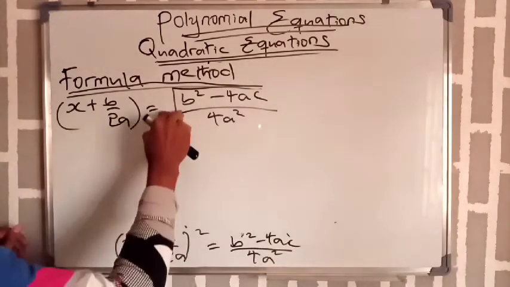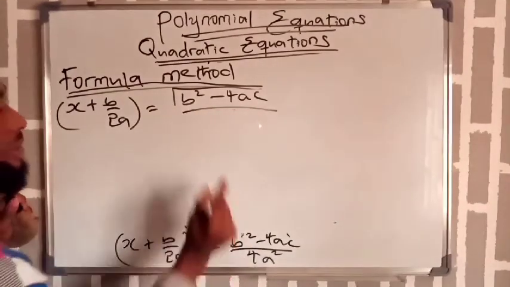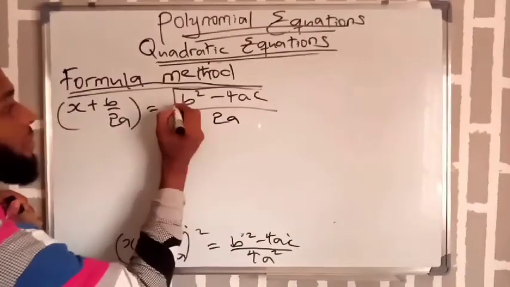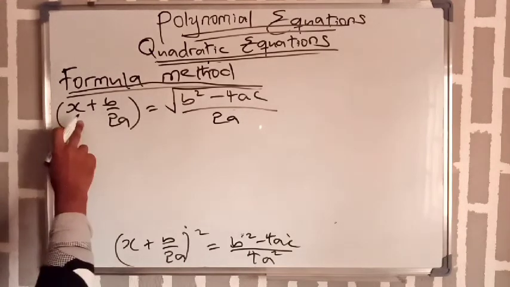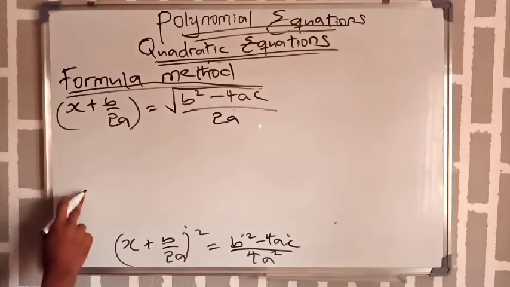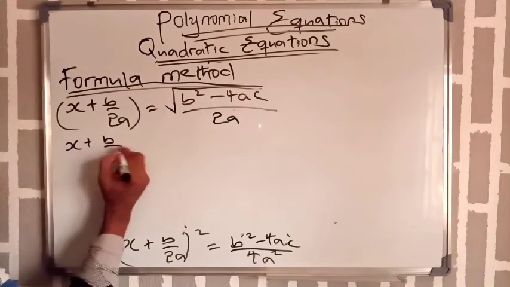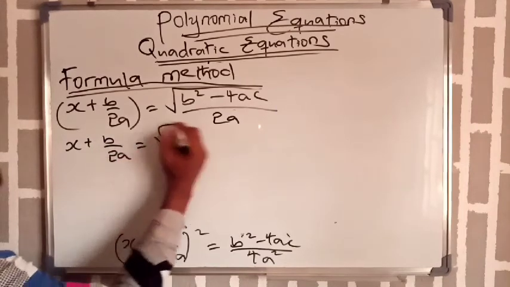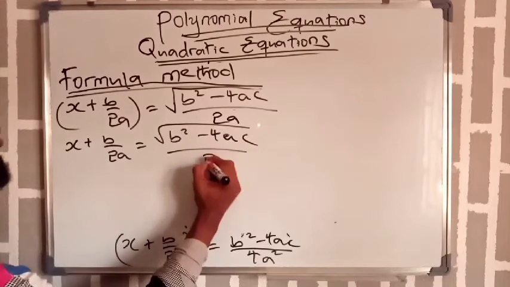Okay, so now the square root of this can become 2a. You multiply 2a multiplying 2a, that will give you 4a squared. Okay, so having done that, we open up this bracket. So we say x plus b over 2a is equal to square root of b squared minus 4ac over 2a.